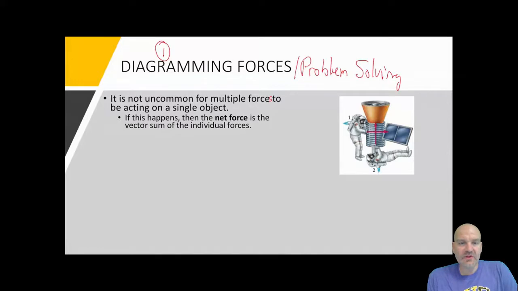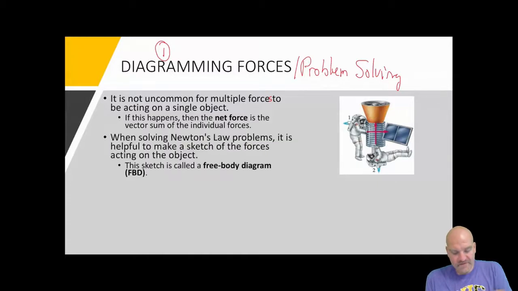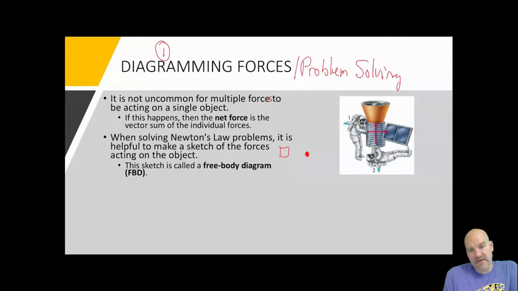So if this happens, then you need to find the net force, which is the vector sum of the individual forces. And the first step is to draw what we call a free body diagram. So a free body diagram is just a simple picture. You don't have to do anything crazy, right? I'm either going to draw a box or a dot. In fact, on the AP test, they're going to give you one of those two, the box or the dot, and you have to draw the forces that are acting on the object.